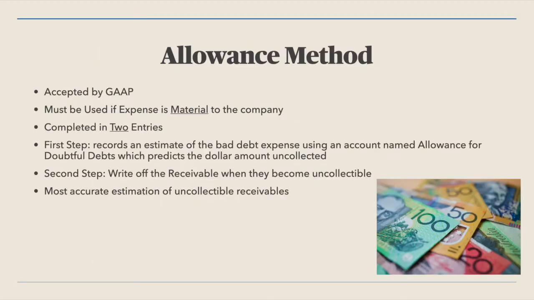Completed using two separate entries, this method is the most accurate method of determining uncollectible receivables. It must be used if a company's receivables are material, meaning they can influence financial decisions. The first step involves recording an estimate of bad debt expense using an account named allowance for doubtful debts, which predicts the dollar amount to be uncollected. Secondly, it writes off the receivable when it is deemed uncollectible.